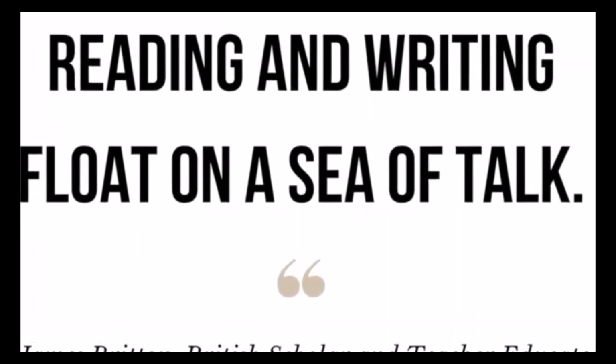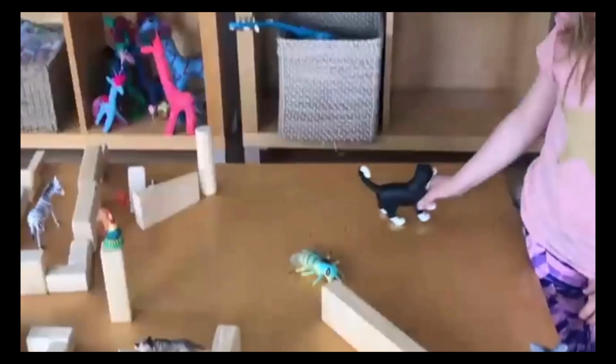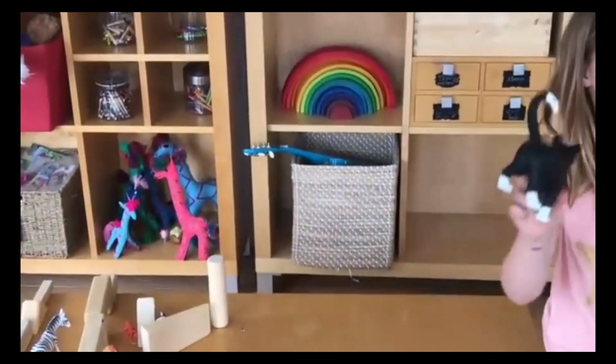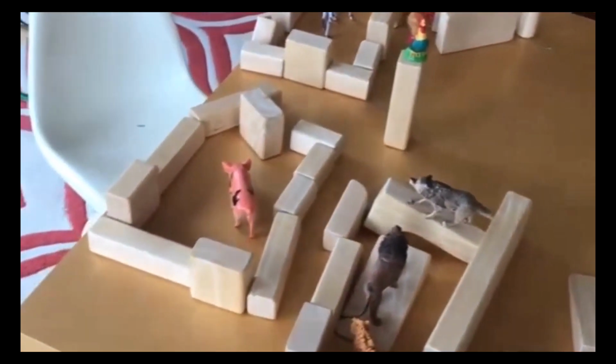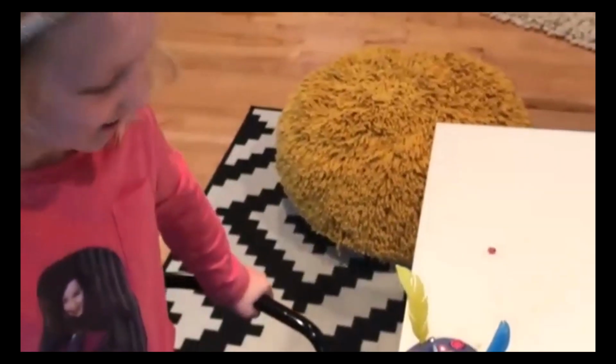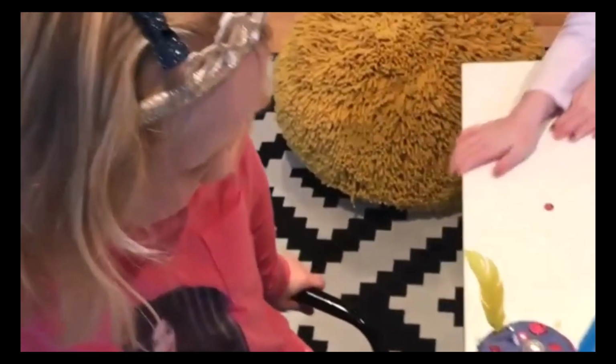James Britton once said, "Writing floats on a sea of talk." Oral language must precede the written word. If we want to get our kids writing and excited about it, they need to have many opportunities to share, to tell stories, and to narrate their play. These oral stories become fodder for your children's writing. Here are three ways that you can use language as a springboard to writing original stories with young children.